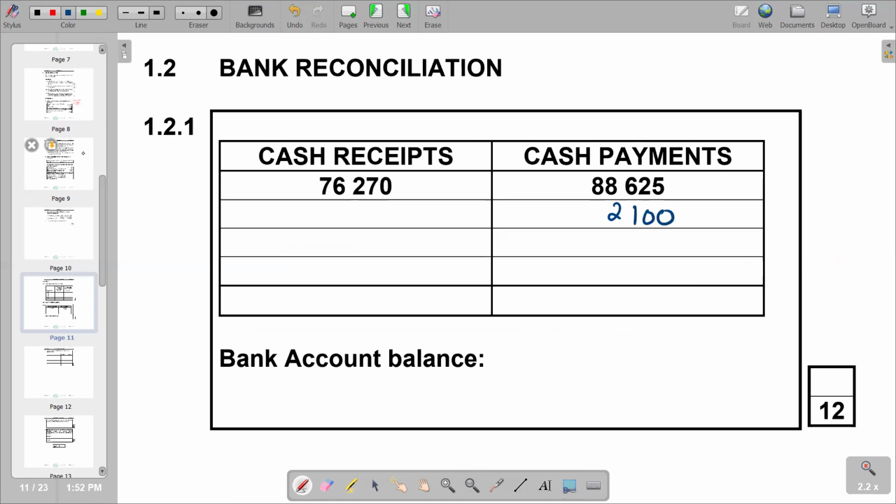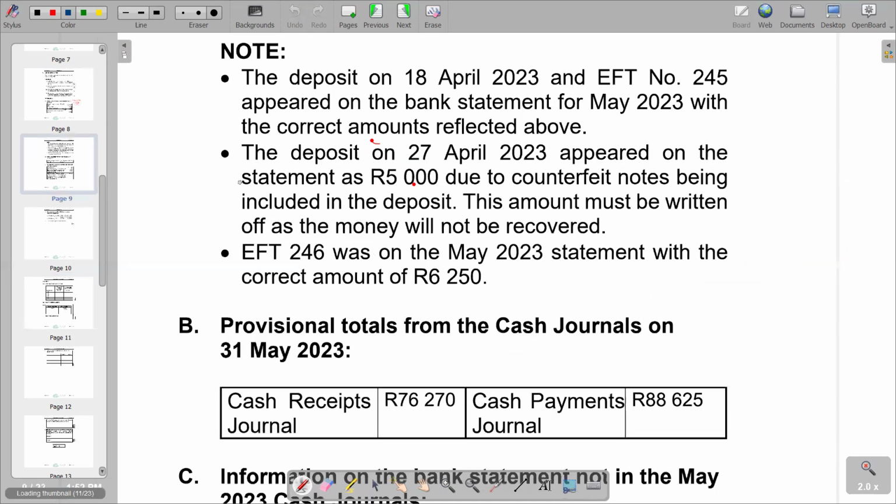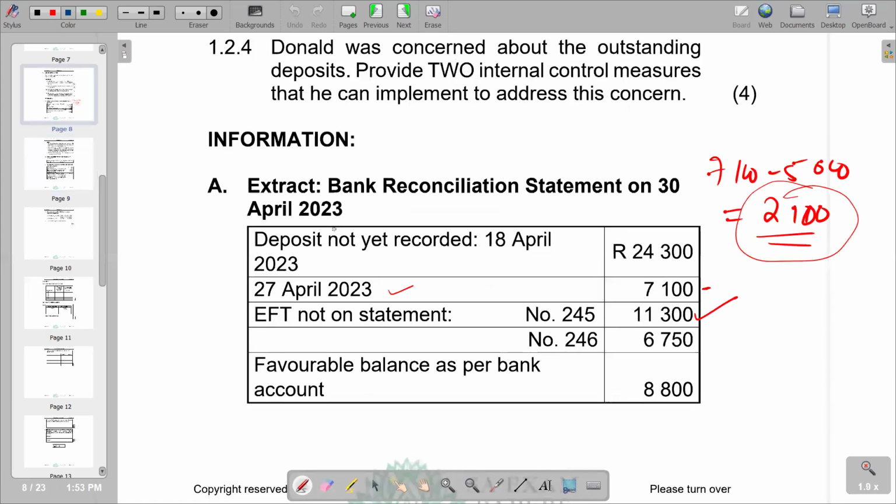And we move on to the second point, which says the deposit on 27 April 2023 appeared on the statement. So this is the one that we are looking at. Then we'll go to the last point, which says EFT 246 was on the May 2023 statement with the correct amount of 6,240. So we go to EFT 246, which is this one.